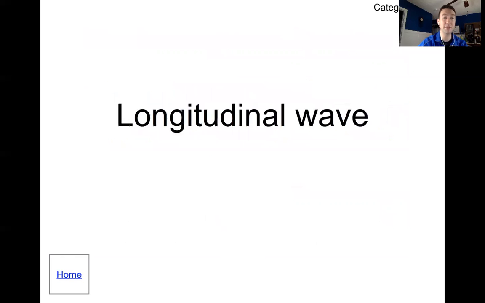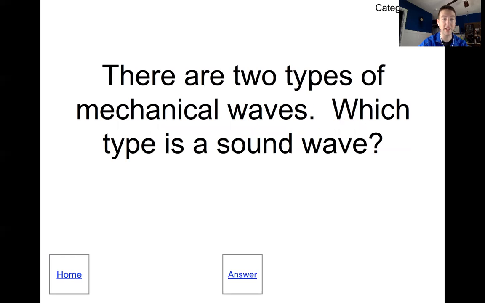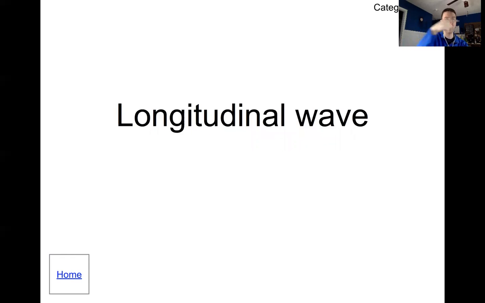There are two types of mechanical waves. It is a longitudinal wave. The other one is called a transverse wave. Again, sound waves are longitudinal. They are compression waves. They vibrate the same direction they travel. Transverse waves vibrate perpendicular to the way they travel.